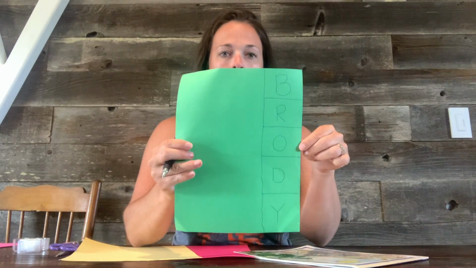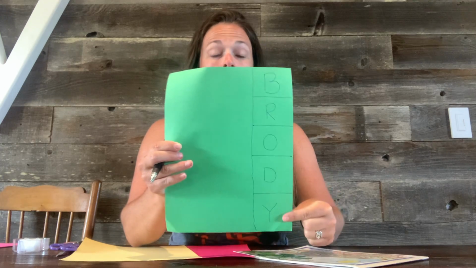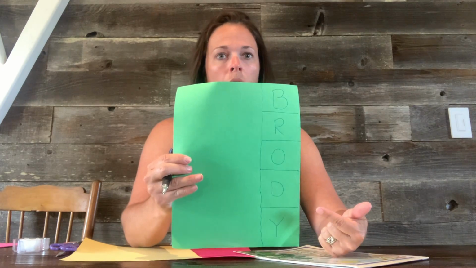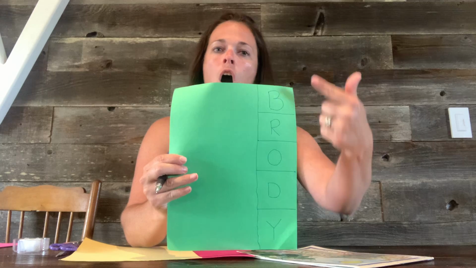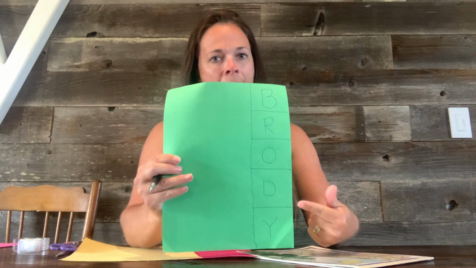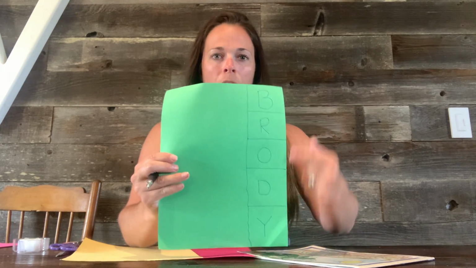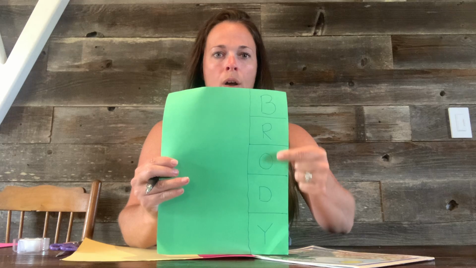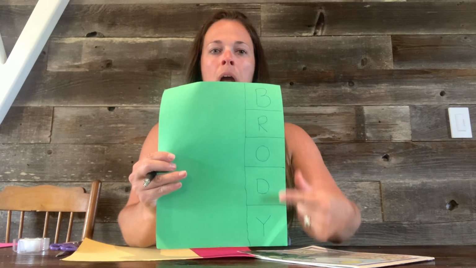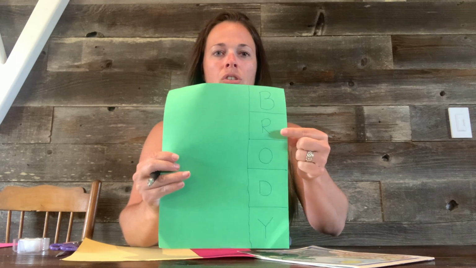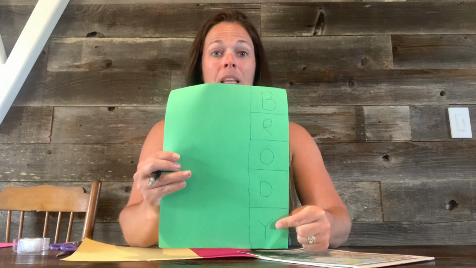I now have Brody's name written in the squares. You will do your name. So Karsten, Harper, Layla, Oslin, Declan, Easton, all those names. You're going to write your name. So you need to figure out how many squares you need. And then in each square, you put a letter.